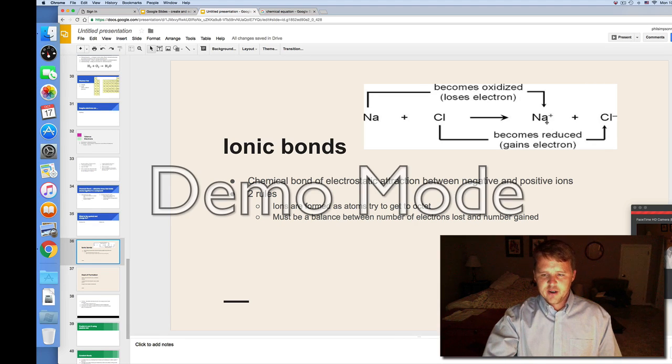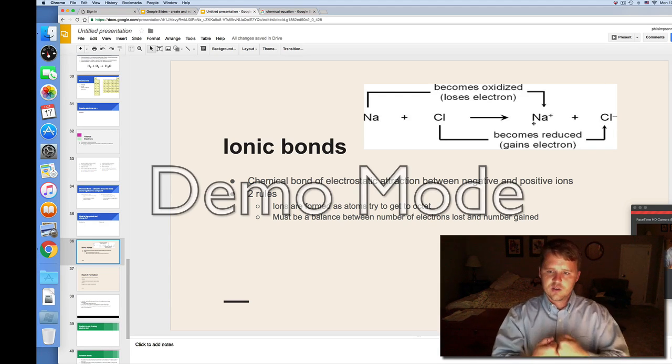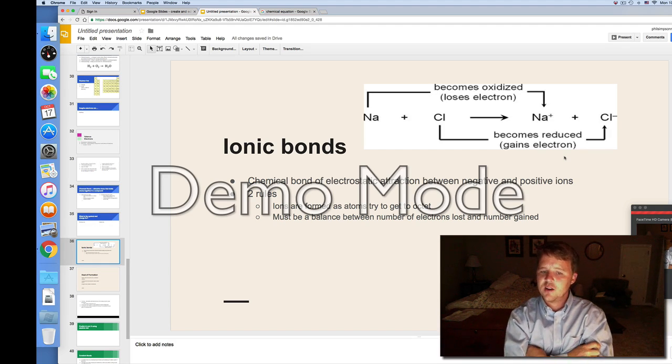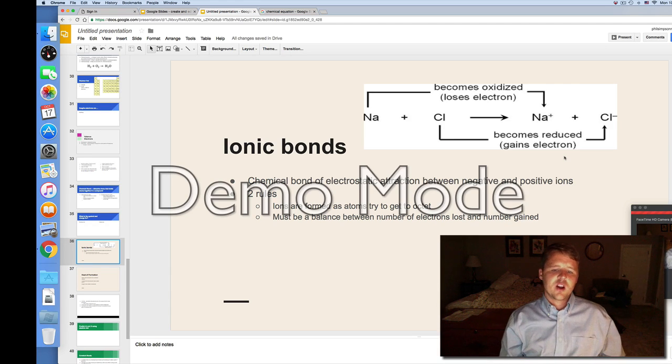This is a good example here. You can forget about this, becomes oxidized and becomes reduced. What I'm trying to teach you here is that sodium and chlorine get together and form sodium plus chloride. Now they're going to be attracted to each other because they're ions. So for ionic bonds, chemical bond of electrostatic attraction between negative and positive ions. So electrostatic attraction is basically a fancy word for a plus and minus being attracted to each other.